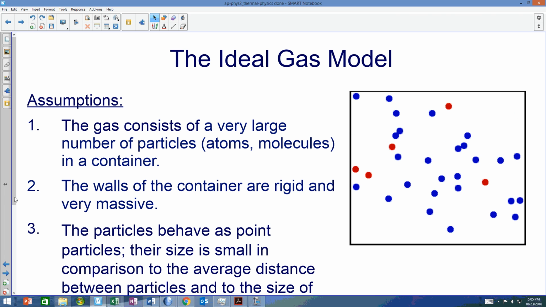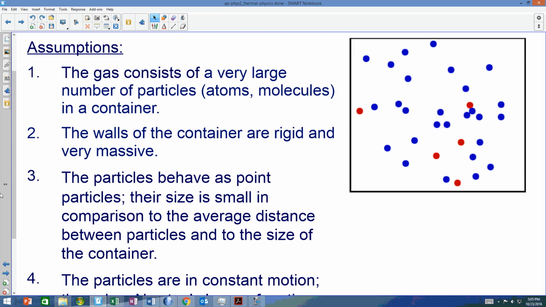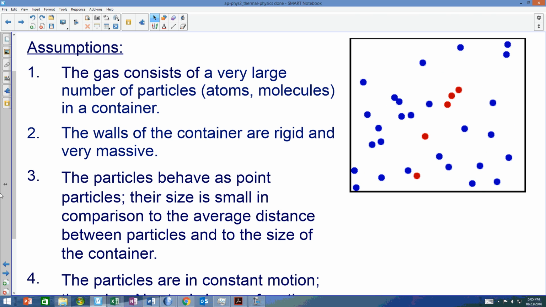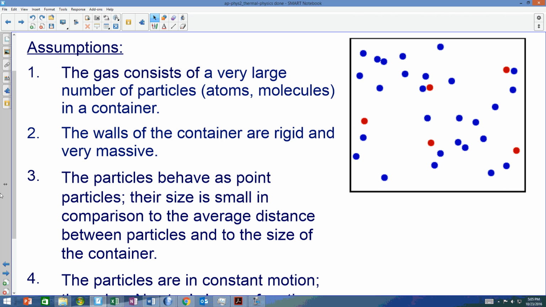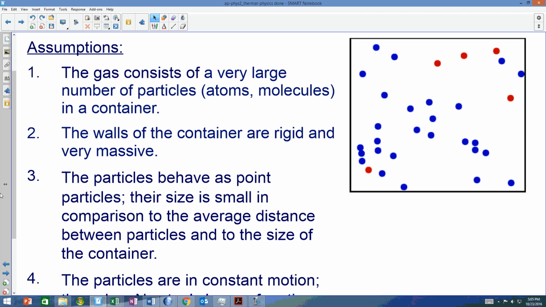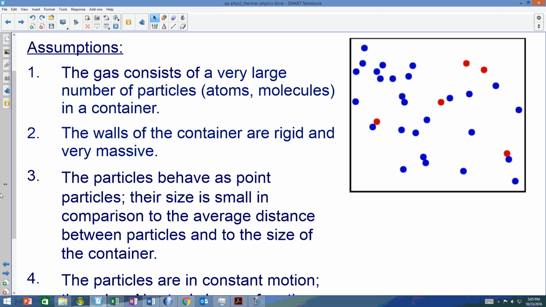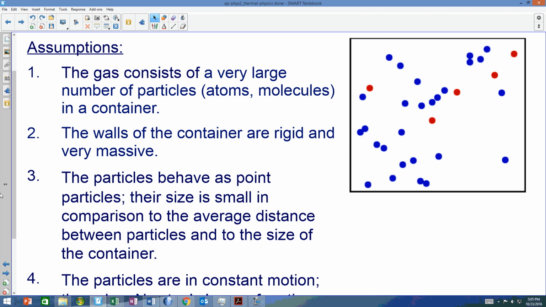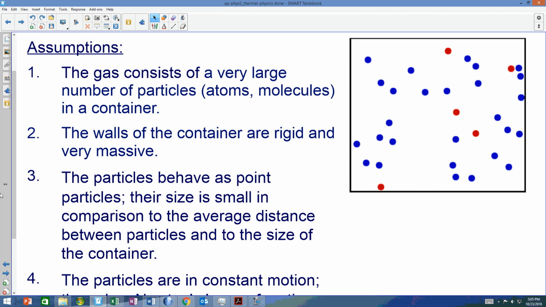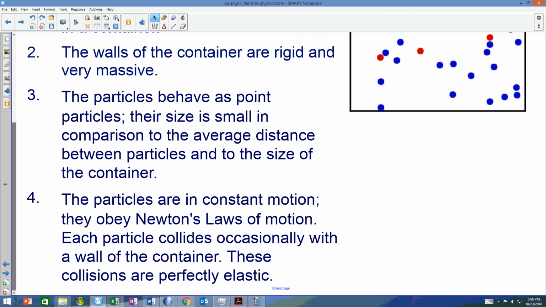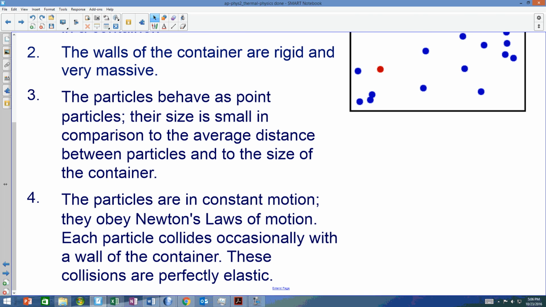So here are the assumptions of the ideal gas model. 1. The gas consists of a very large number of particles, whether they be atoms or molecules, inside a container. 2. The walls of the container are rigid and very massive. 3. The particles behave as point particles. Their size is small in comparison to the average distance between particles and to the size of the container itself. 4. The particles are in motion. They obey Newton's laws of motion. Each particle collides occasionally with a wall of the container. These collisions, when they occur, are perfectly elastic.